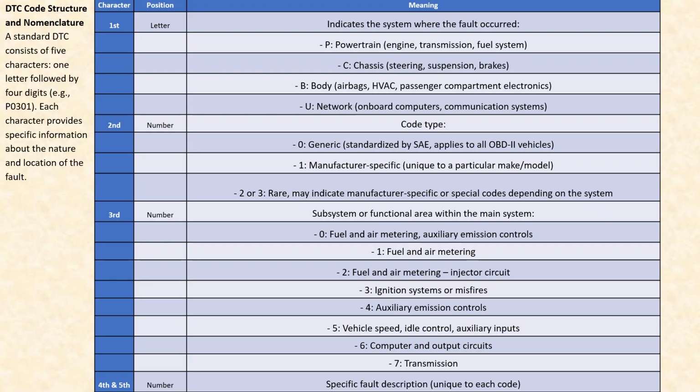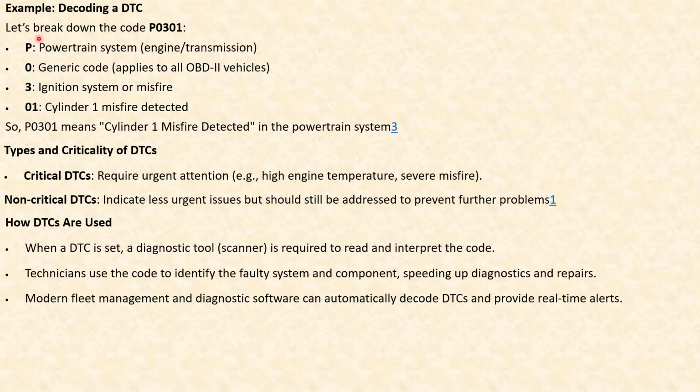To explain further, let's decode this diagnostic trouble code P0301. P stands for powertrain system. So the fault is in the powertrain, that means whether it is in the engine or transmission. Next, 0 means it is a generic code which applies to all OBD2 compliant vehicles. And 3 means ignition system or misfire. And 01 means cylinder 1 misfire detected. So P0301 means cylinder 1 misfire detected in the engine, in the powertrain system.